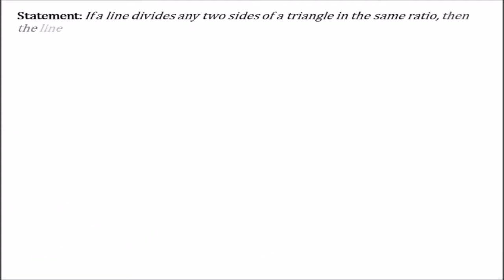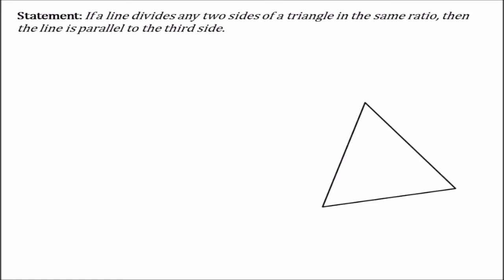Let's start with the statement of the theorem. Converse of BPT states that if a line divides any two sides of a triangle in the same ratio, then the line is parallel to the third side. So the statement is just the reverse of BPT. That's why this theorem is the converse of BPT.